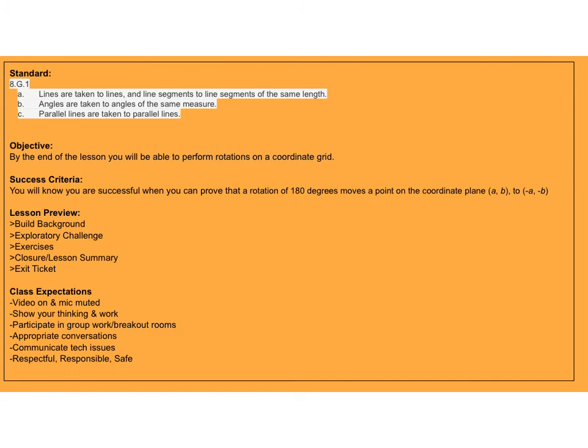All right, today's objective is that by the end of the lesson you'll be able to perform rotations on a coordinate grid. You'll know you're successful when you can prove that a rotation of 180 degrees moves a point on the coordinate plane from (a, b) to (negative a, negative b). So basically it just makes the points the opposite. Okay, let's go ahead and get started.